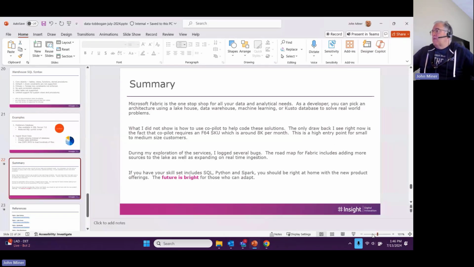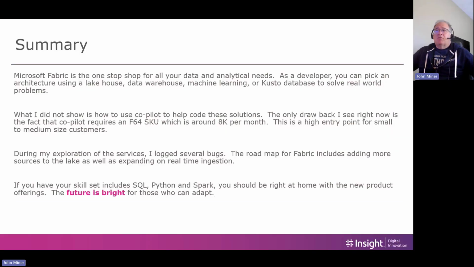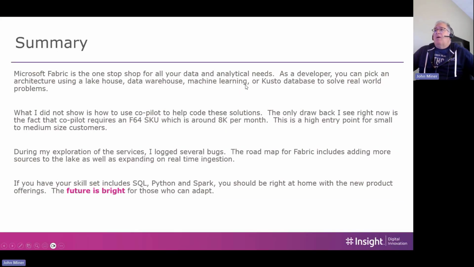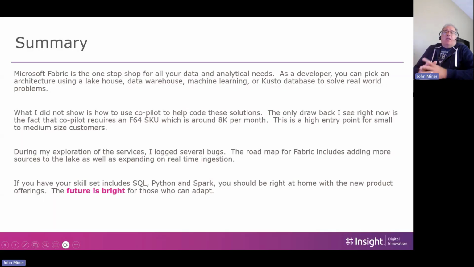So Microsoft Fabric is, I call it, the one-stop shop, right? They took a bunch of tools that they had before, redesigned them, they're much improved. You can do analytical needs, right? As a developer, you can pick your architecture. You can use a lakehouse, use a warehouse, do machine learning, Kusto. I did not show you Copilot. A lot of people are pushing Copilot, right? Problem with Copilot is this, is that you need an F64 SKU, okay? It's around 8,000 a month, okay? For small companies, that's pretty hefty for clients to pay.